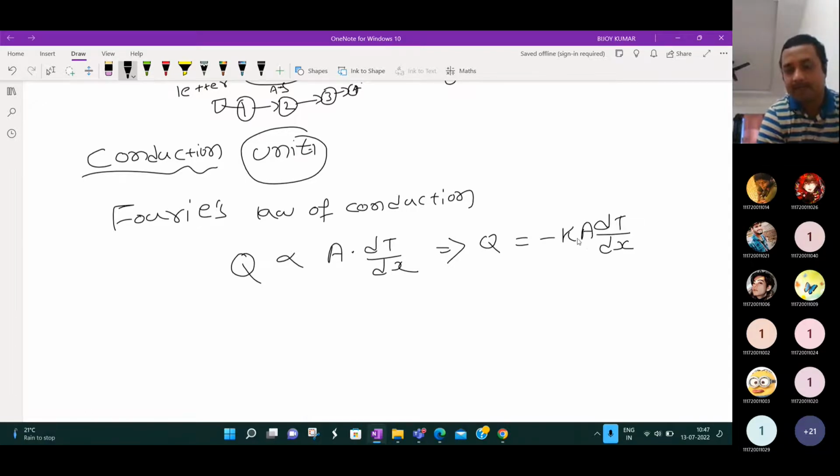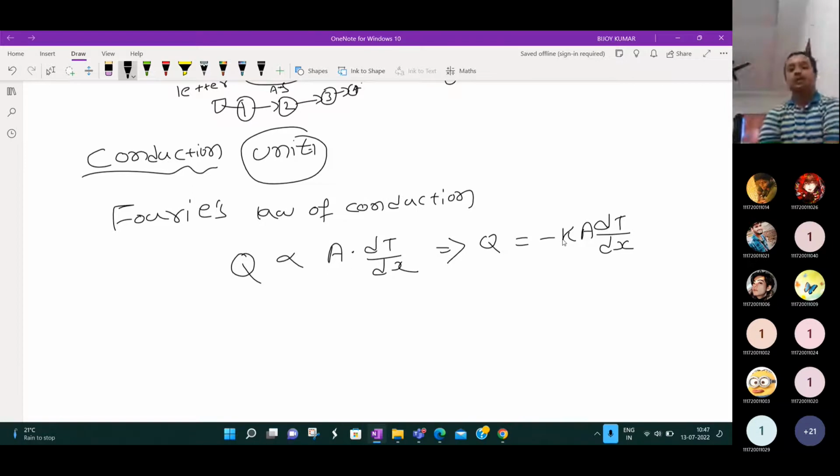Here K is the proportionality constant, to remove the proportionality. And why are we using the minus sign? Because if you take delta x positive, then delta T will be negative. If delta x is positive, then we'll have delta T negative, and the overall Q will be negative. But that is not practically correct. So to make the formula practically correct, we are using a negative sign.